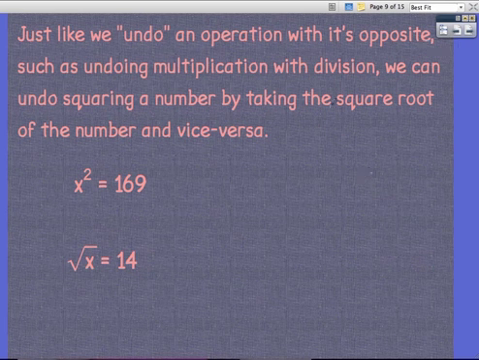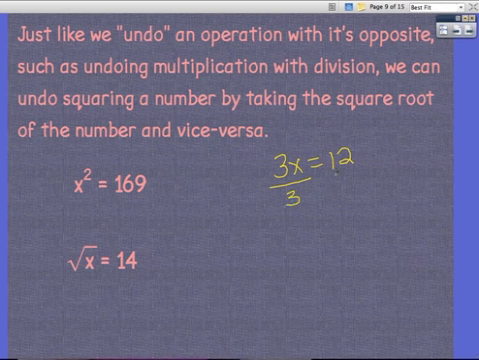This is just a brief introduction to radical equations, so when we have an equals mark and we need to figure out what x equals, we're going to work more with these later, but I did want to go ahead and introduce the topic. Just like we undo an operation with its opposite, like undoing multiplication with division, for example, if I had 3x equals 12, here, 3 and x are being multiplied, so to undo that, I have to divide both sides by 3. So that goes away. I end up with x is 4.